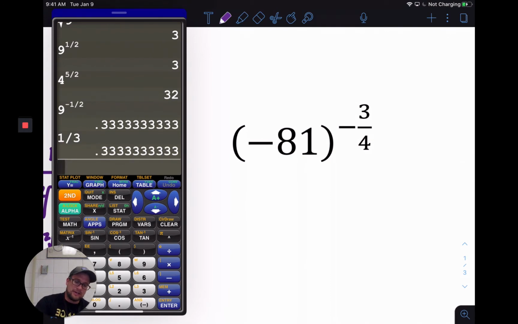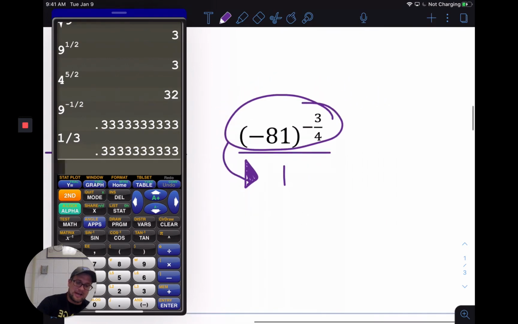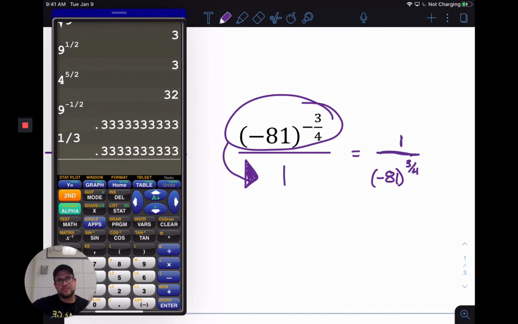Here's another one. Again, negative exponent. To fix a negative exponent, which is the first thing you always want to do, we're going to take whatever is being raised to that negative exponent and move it to the denominator of a fraction. So if I move that down to the bottom of this fraction, that exponent will now be positive. So on the bottom, I'm going to have a negative 81. Still going to keep that in parentheses, raised to the 3/4 power with a 1 on top. Right? The 1 is just holding that fraction since there was nothing else left up there.